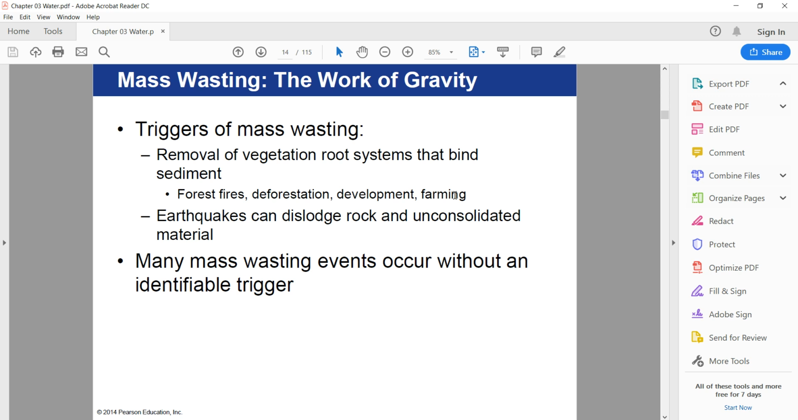Sometimes mass wasting events occur without an identifiable trigger, without even an earthquake event or any rainfall event.